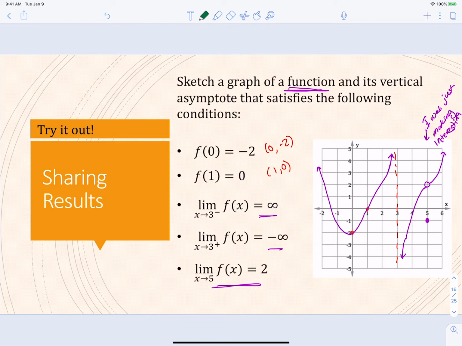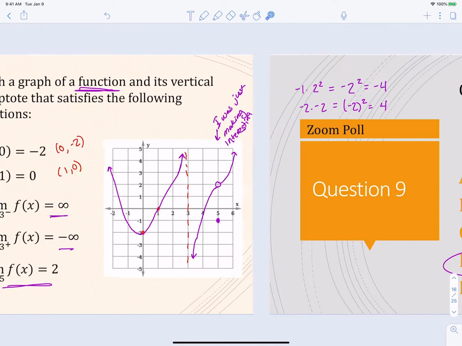I got a little fancy with our limit as x goes to 5 being equal to 2. I decided to put an open circle there. It could be a filled in circle. It doesn't have to be a funny piecewise function like I made it. I was just trying to do something a little bit different and interesting. And remember, your graphs can look a little different from this, but that's okay, as long as it meets these 5 criteria that we have. That's the main thing.